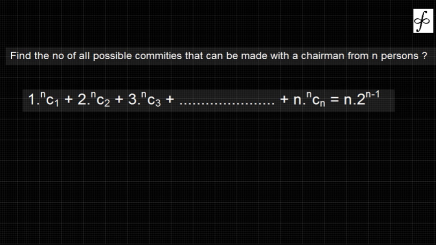In the LHS we are having one approach of solving this question. The first term gives us the number of committees of one member. Out of n persons I am choosing one person, and then after choosing that one person I will choose a chairman, and that can be done in only one way. So this will be the committees with one member.